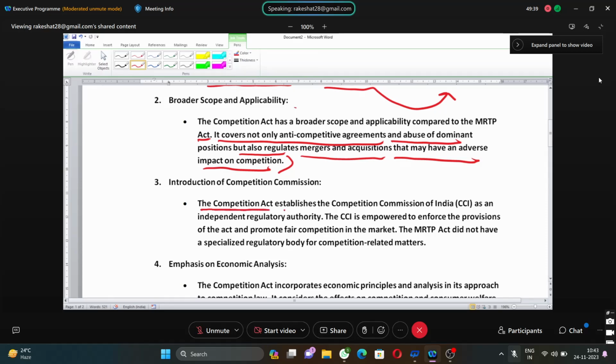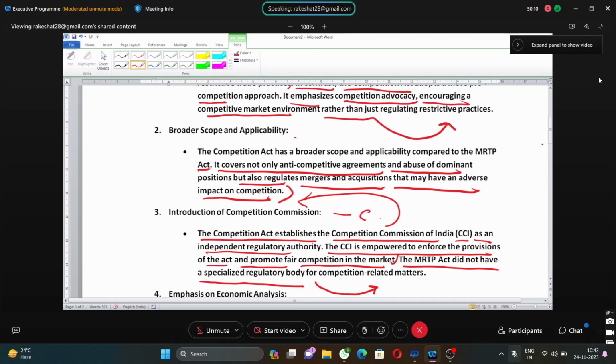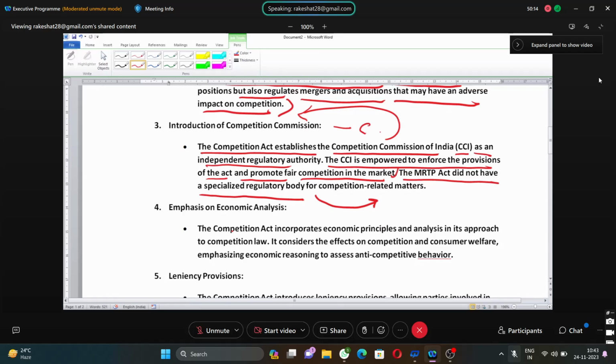The Competition Act establishes the Competition Commission of India, also known as CCI, as an independent regulatory authority. The CCI is empowered to enforce the provisions of the Act and promote fair competition in the market. The MRTP Act did not have a specialized regulatory body for competition related matters, but the Competition Act provides the Competition Commission, a specialized regulatory body. Emphasis on economic analysis: the Competition Act incorporates economic principles and analysis in its approach to competition law. It considers the effect on competition and consumer welfare, emphasizing economic reasoning to assess anti-competitive behavior.